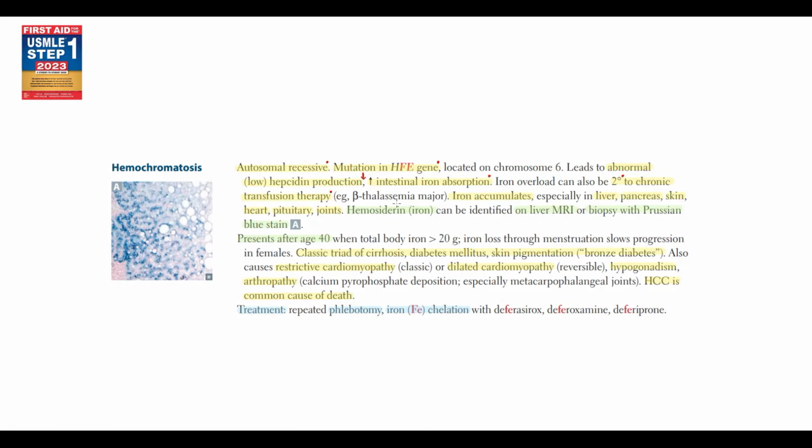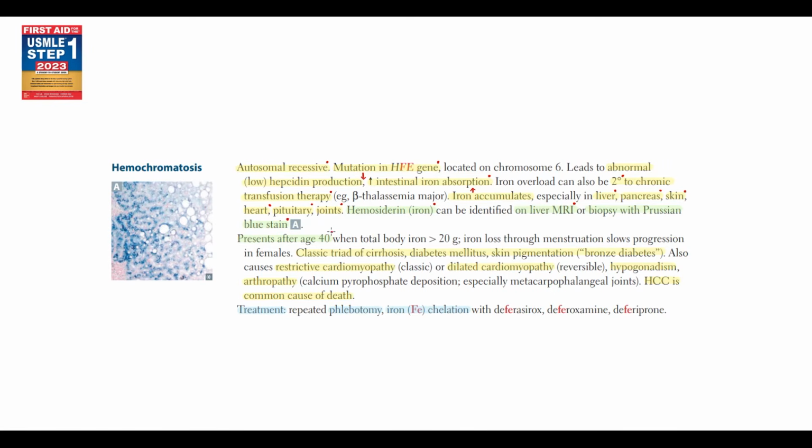So let's summarize. Hemochromatosis causes severe iron overload. In this state, iron begins to deposit in various tissues: liver, pancreas, skin, heart, pituitary gland, and joints. In liver tissue, deposits of iron can be identified by liver MRI, or by liver biopsy with Prussian blue staining.